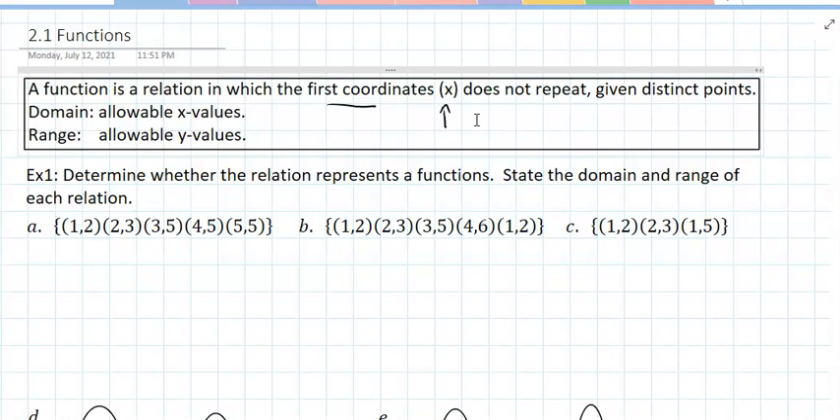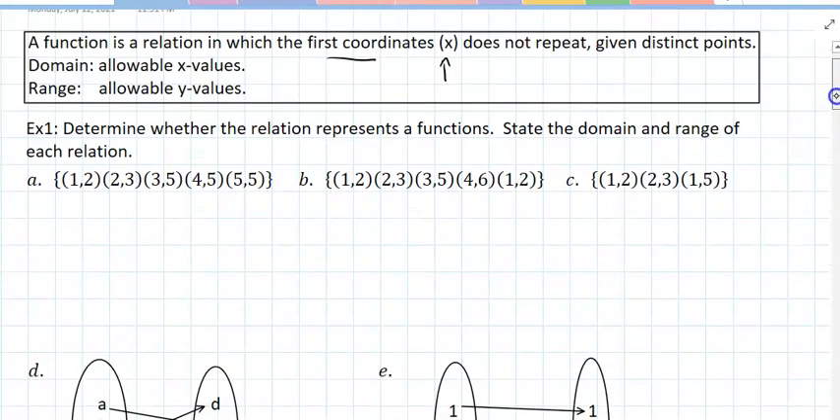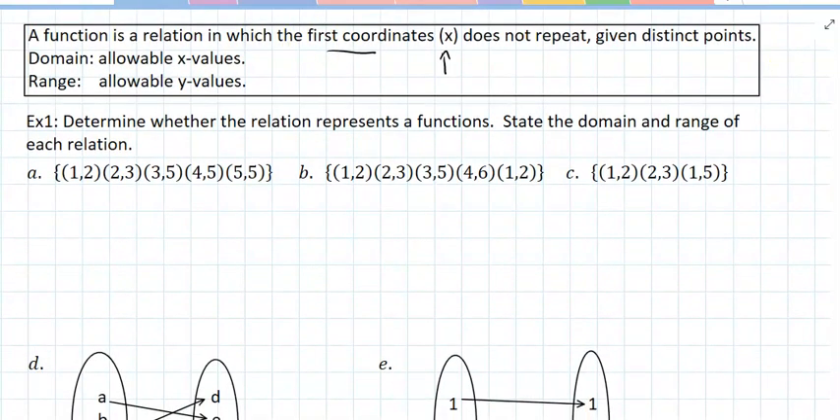Domain is always the allowable x values, and range would be the allowable y values. So we're going to stick with this one definition all throughout this section, actually throughout this book. What's a domain? What's a function? A function is a relation in which the first coordinate does not repeat. So let's start with the first example.